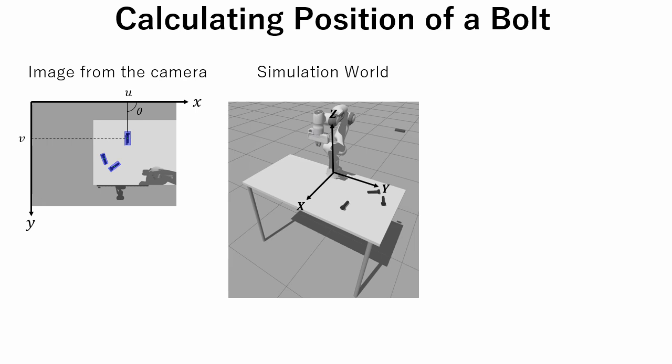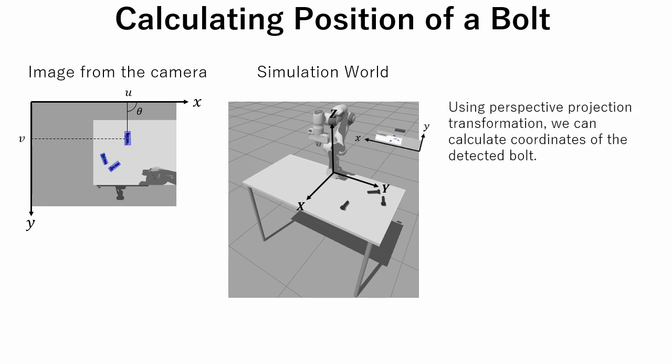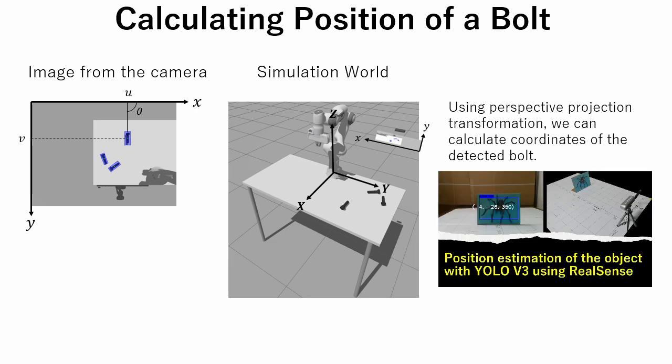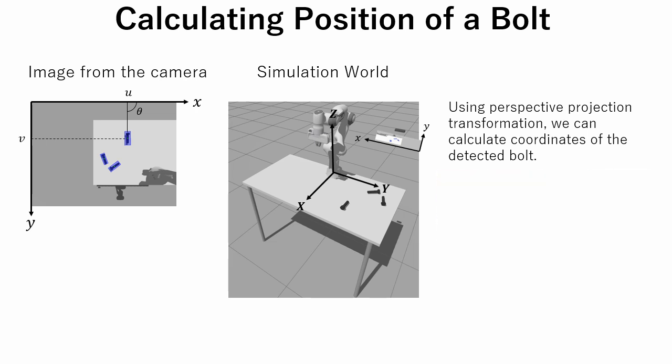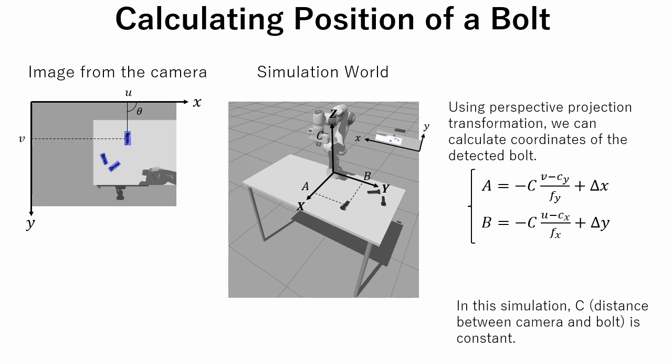Here is a coordinate system of our simulation world. Using perspective projection transformation, we can calculate coordinates of the detected bolt. For perspective projection transformation theory, please see this tutorial. In this case, coordinates of a bolt in a simulation world are described like this.